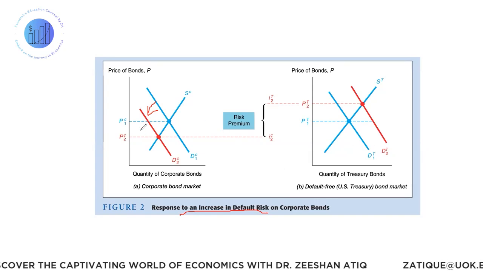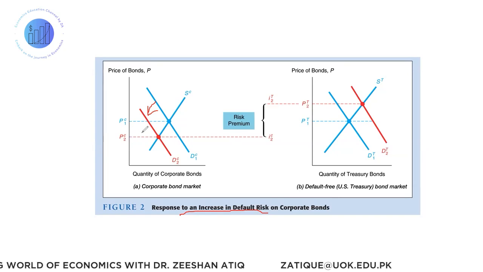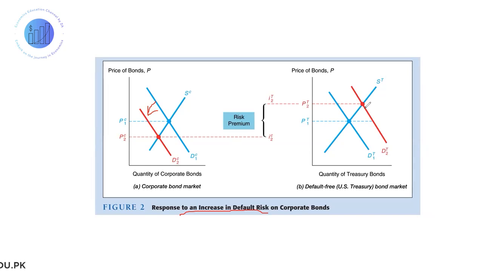Now you can see here that due to the fall in the demand curve for the corporate bonds, the price of the corporate bonds will fall. The price of the corporate bond will fall in the sense that the people will be demanding less, and of course, the prices will fall. And what will happen with the price of the government bonds? The price of the government bonds will increase.